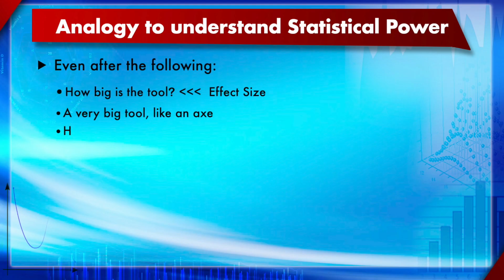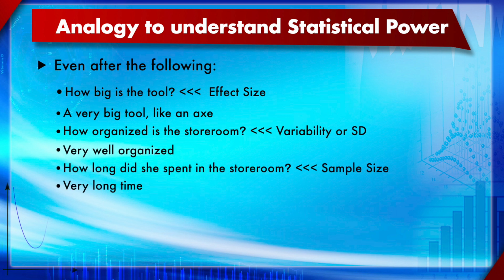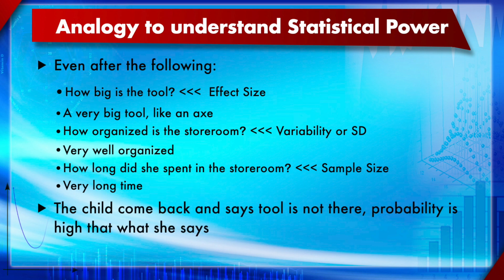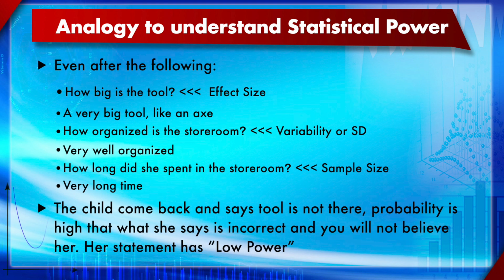So consider how big the tool is, that is the effect size: a very big tool like an axe. Then how organized the storeroom is: that is what the variability and standard deviation are about, and it is very well organized. And how long the daughter spent searching: a very long time. Even after all this, if she comes back and says it is not there, the probability is high that you will believe her. That statement is said to have a high power because of all these contextual factors. So the power depends upon the context.